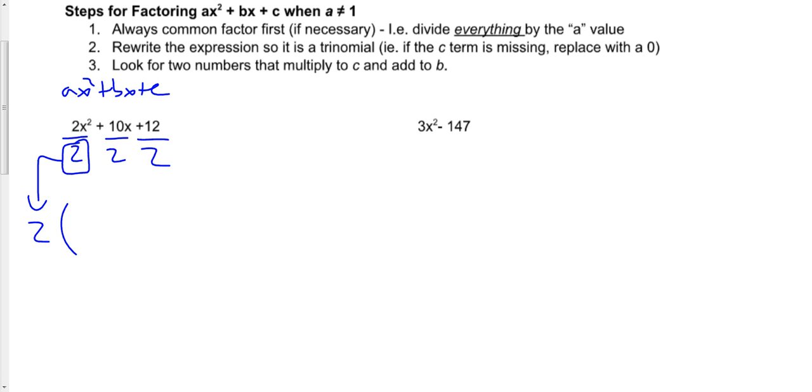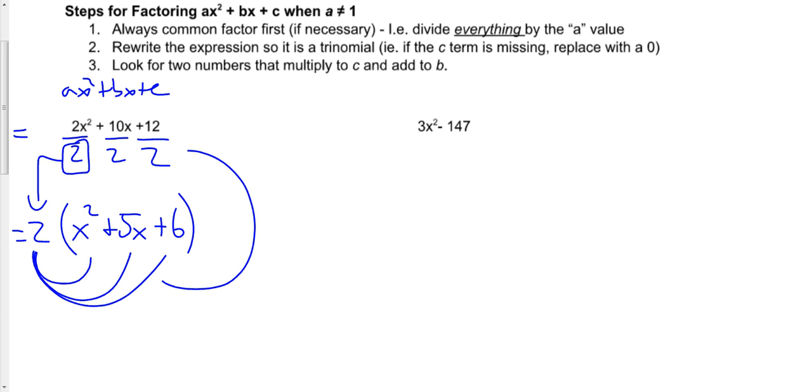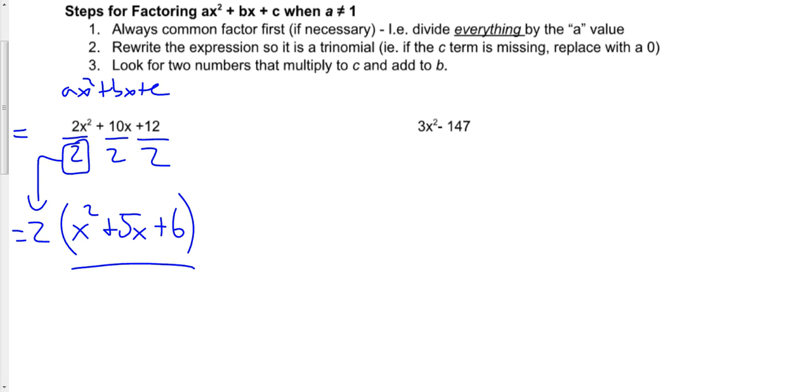Okay? So 2x squared divided by 2 just leaves me with x squared. Positive 10x divided by 2 leaves me with positive 5x. And positive 12 divided by 2 leaves me with positive 6. Okay? So these 2 lines are equivalent. If I use the distributive property and go backwards, I could do 2 times x squared, 2 times 5x, 2 times 6, and that would take me back to that line. But that's not what I'm trying to do. I'm trying to factor the piece in the middle. So now I have a trinomial, it's right here, and I want to factor that trinomial.